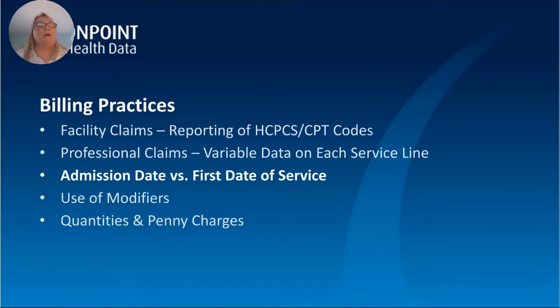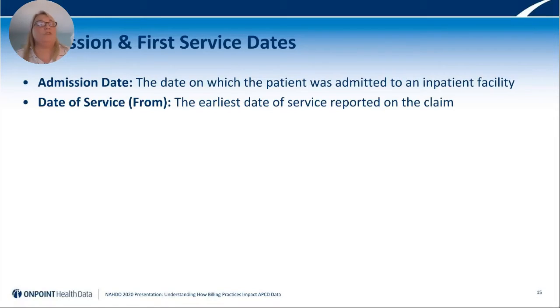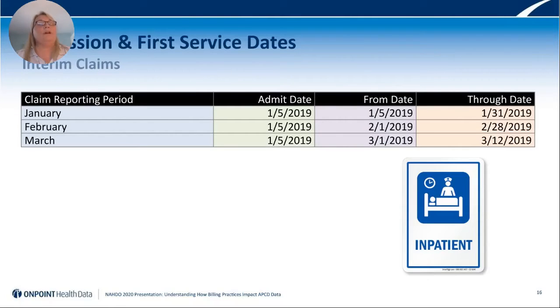Next, I'd like to go over when admission dates and first dates of service differ. Let's start right out with our usual scenario. Here is an inpatient stay where a patient was an inpatient over the course of 3 months. You can see the admission date on all of these interim claims is January 5th, the actual admission date, but the from date reflects the first day of the month for all of these interim claims. This we see very often.